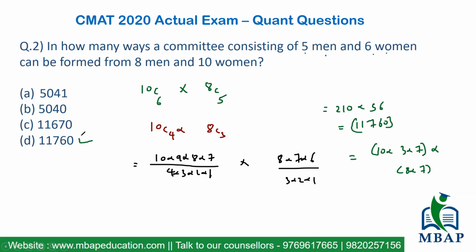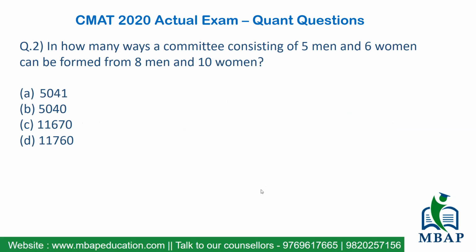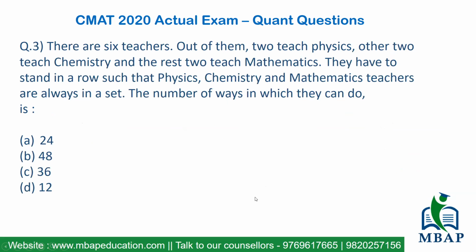Not a difficult question. Either you solve by nCr or you take it by nC(n minus r). The result will be the same. I hope all of you have understood it very well. Going ahead, let's see the third question. The question may look lengthy, but it is not actually.